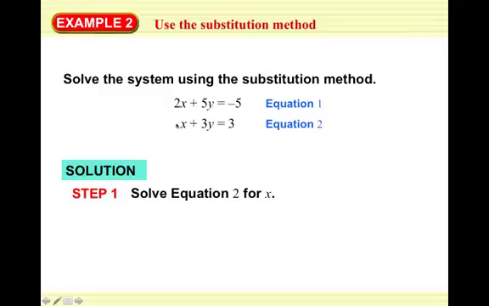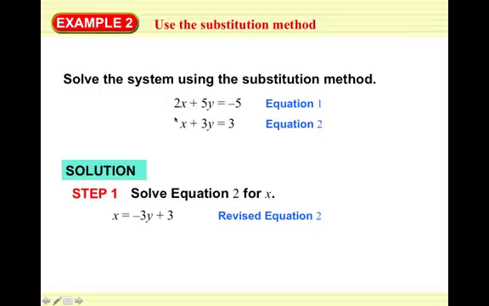So we've got an x here that has a coefficient of 1 in equation 2, so we're going to solve equation 2 for x. So we're going to be subtracting that 3y over, and we'll get x equals -3y plus 3. So what this means is we have something that equals x exactly. And what we can do is take this expression and plug it in for x in the first equation, and that takes care of a problem for us.